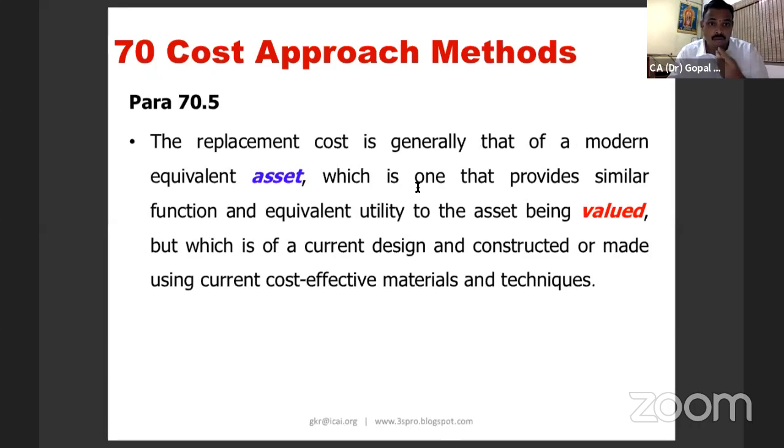Good. So the replacement cost is generally that of a modern equivalent asset, which is one that provides similar function and equivalent utility, but which is of current design, constructed using current cost-effective material. It's current. So it is actually a current replica. The most important words are replicating the utility of the asset, not the exact physical properties.